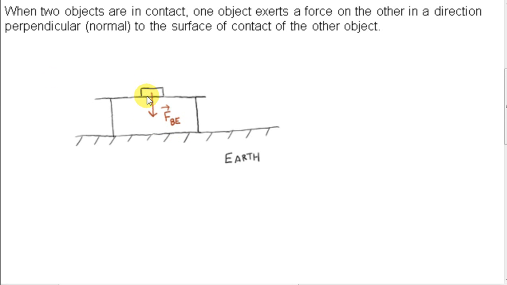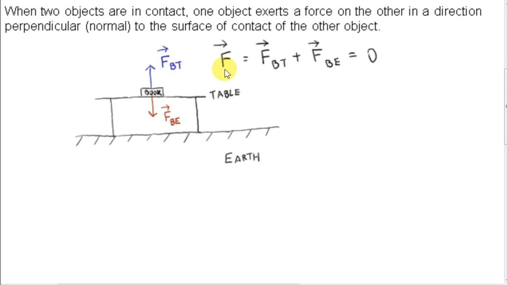We must have another force acting on this book that has the same magnitude but is opposite in direction to FBE. Now this force must be the force on the book due to the table, because if we remove the table, this force doesn't exist. The book will have just a force of FBE acting on it, just a single force. Obviously we have two forces acting on the book, and the sum of these two forces is zero.